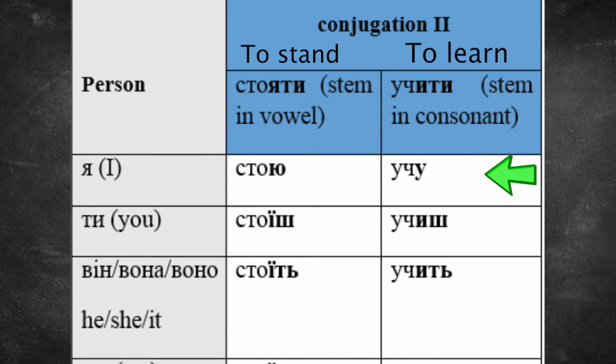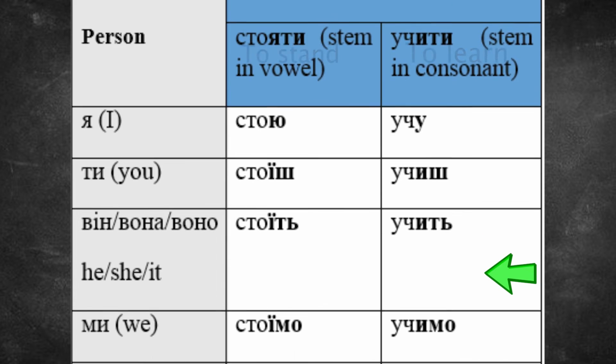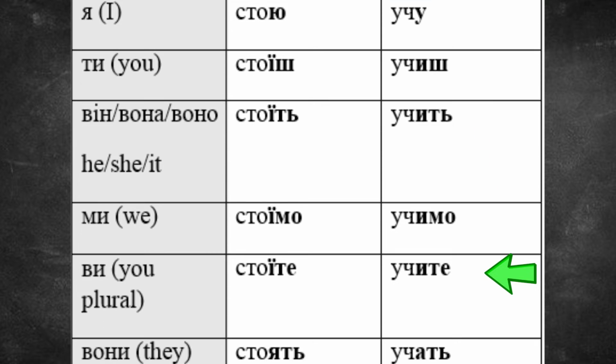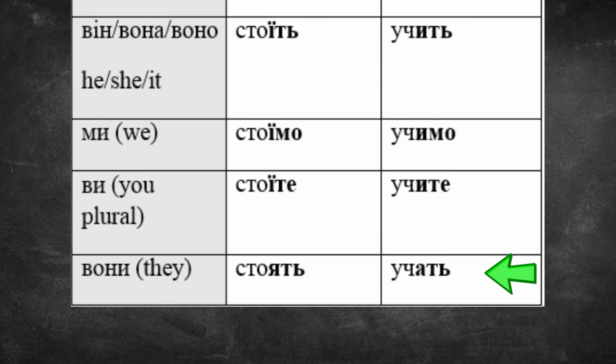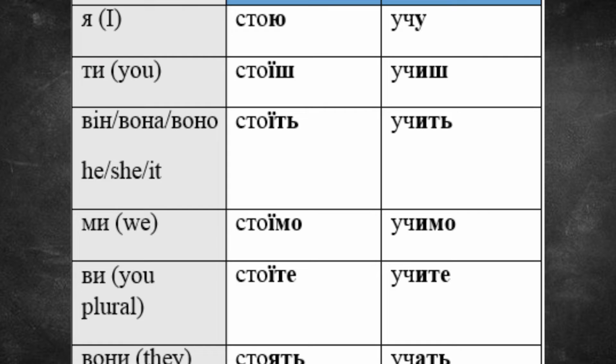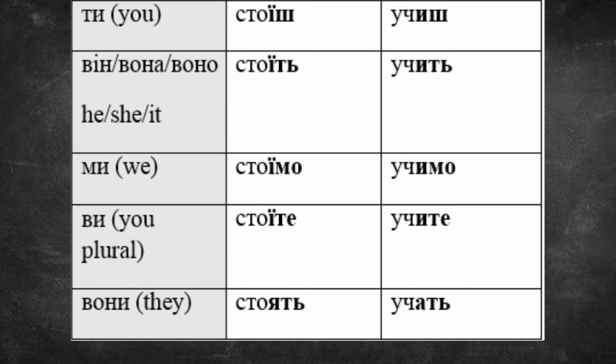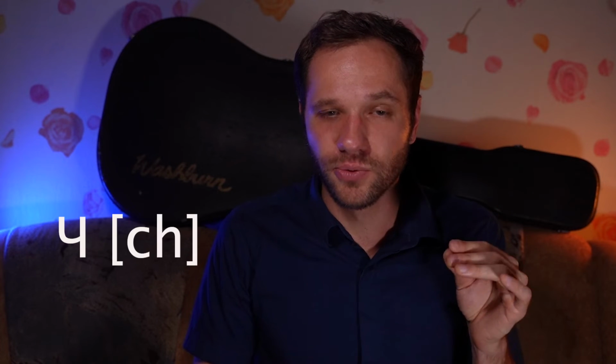Я учу, ти учиш, він учить, вона учить, воно учить. Ми учимо, ви учите, вони учать. More quickly. Учу, учиш, учить, учимо, учите, учать. It's a bit tricky with this sound ч.